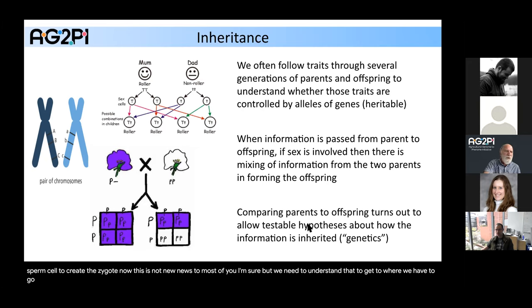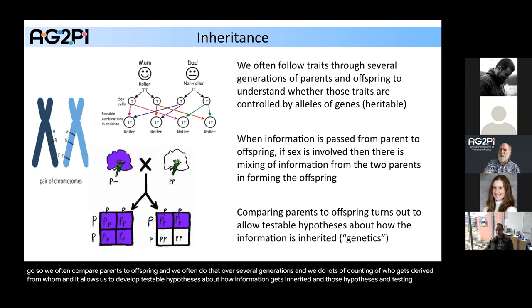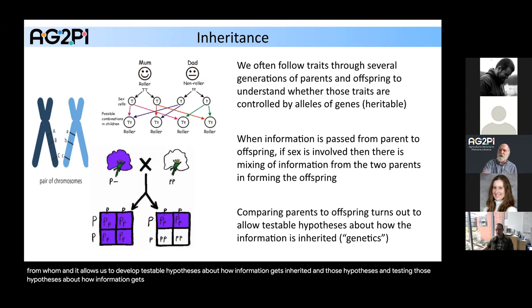So we often compare parents to offspring, and we often do that over several generations, and we do lots of counting of who gets derived from whom. And it allows us to develop testable hypotheses about how information gets inherited. And testing those hypotheses about how information gets inherited is what we call genetics.